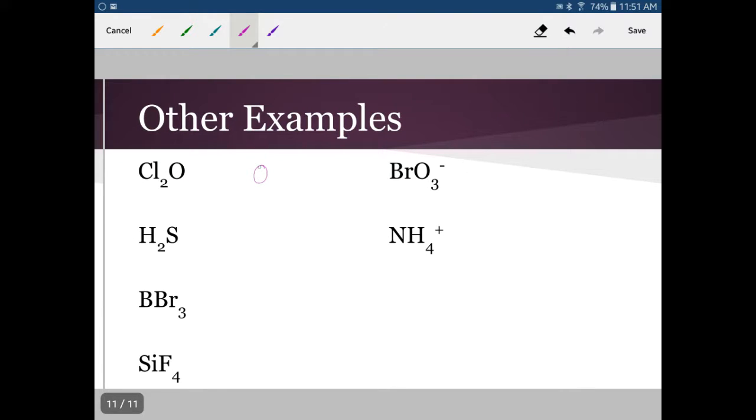I start by drawing my oxygen. I better give myself some room here. Oxygen, I have my 2 chlorines surrounding that. I have 1, 2, 3, 4, 5, 6, 7, 8, 9, 10, 11, 12, 13, 14, 15, 16, 17, 18, 19, 20. So because I have my 20 electrons that are placed in this formation, notice I have 2 lone pairs and I have 2 bonding pairs, which gives me a bent shape.